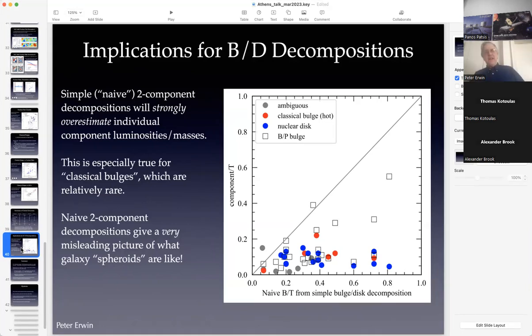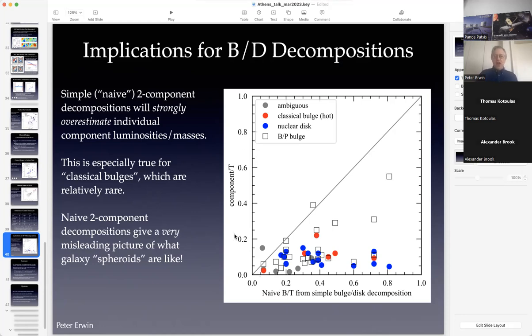Finally, we can look at what this means for bulge decompositions. Remember, there are lots and lots of studies doing simple bulge decompositions, treating every galaxy as having just an exponential disk and a Sersic bulge. So we did that for our galaxies, and that's what the x-axis is. This is the bulge-to-total that we get from treating the whole galaxy as having just two components. And you see it ranges all the way from maybe 5% to 80%, okay? And again, these are early type, these are S0 through SBc, so this isn't really all that unexpected.